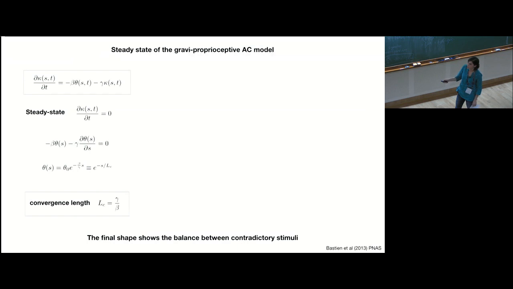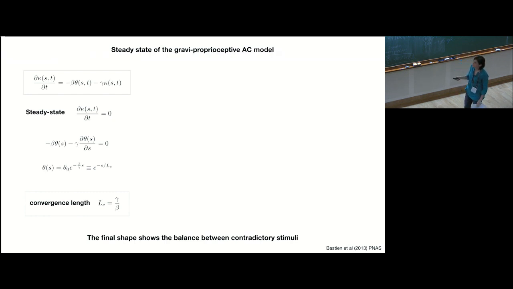So theta, the inclination as a function of s along my organ, is this exponent. And here I have both beta and gamma. Remember, beta is basically the sensitivity to gravity, the gravitational stimulus, how strongly I respond to it. And gamma is how strong proprioception is. These are two different sensitivities of two opposing signals.